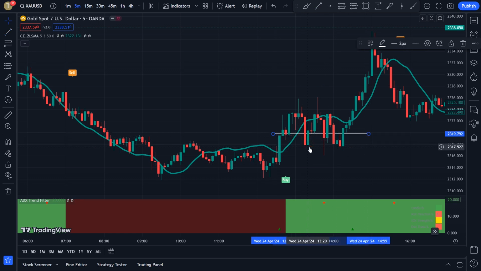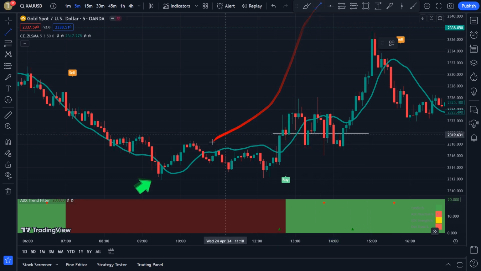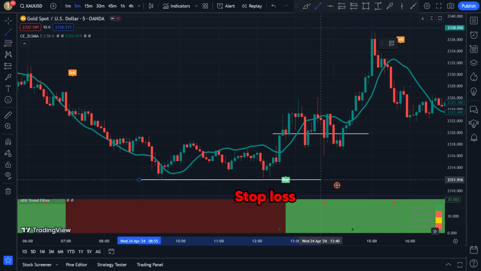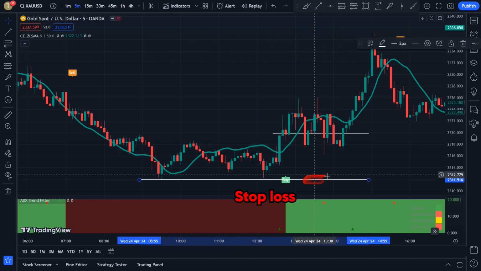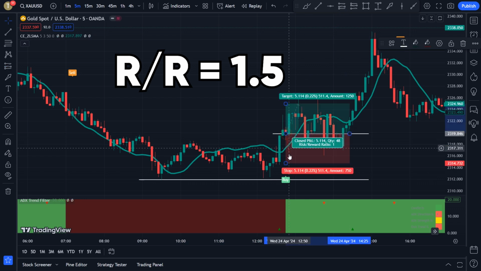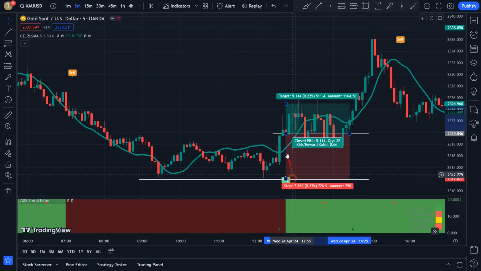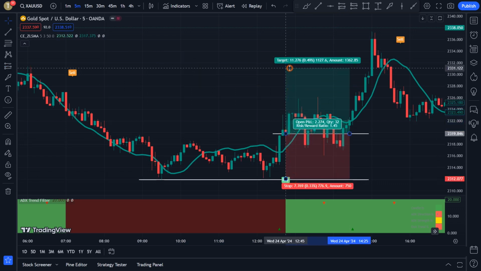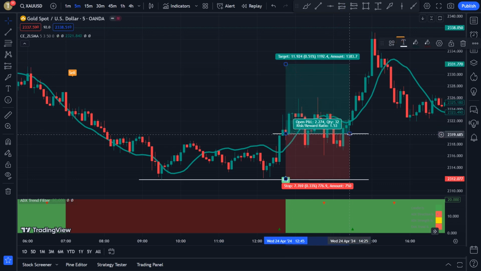For stop loss, find the last swing low. Now place your stop loss slightly below it. For take profit, consider a risk to reward ratio of 1 to 1.5. It's enough to wait until the trade closes with profit.